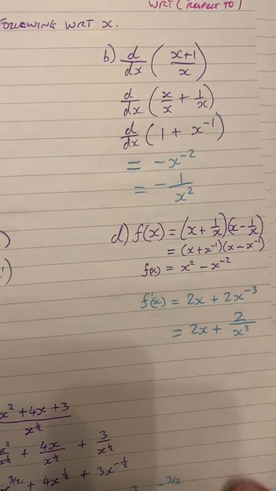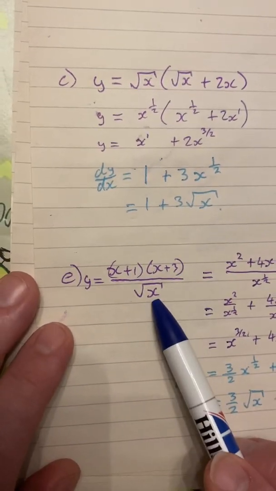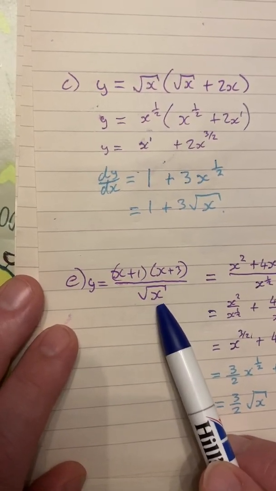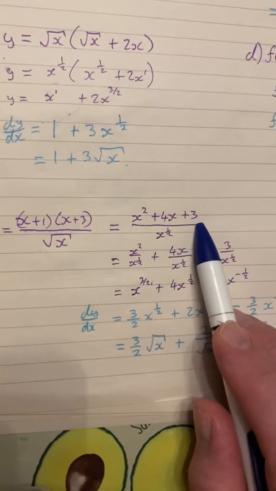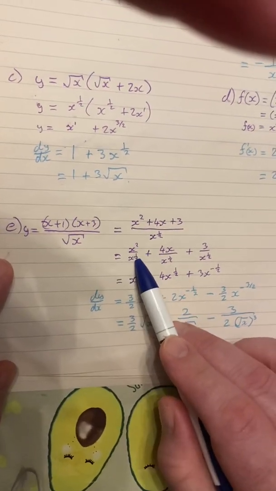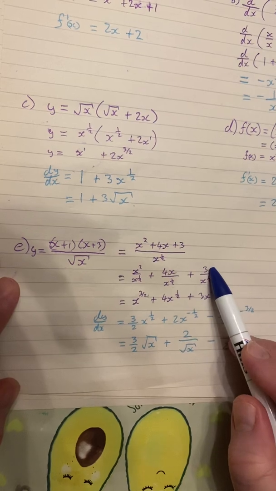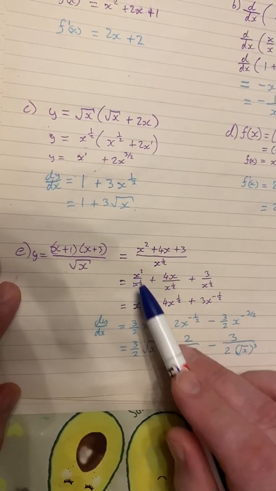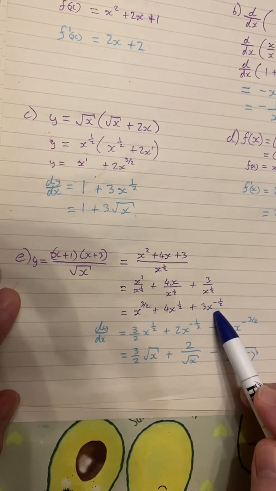Last example, slightly trickier one. Here we've got to multiply out the top, and we've got to separate them into separate fractions. So multiplying out the top, the underneath is x to the half. So x squared over x to the half, 4x over x to the half, and 3 over x to the half. So x to the 3 over 2, 4x to the half, 3x to the negative a half.